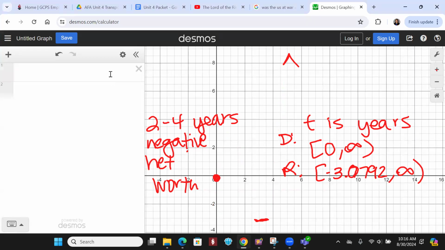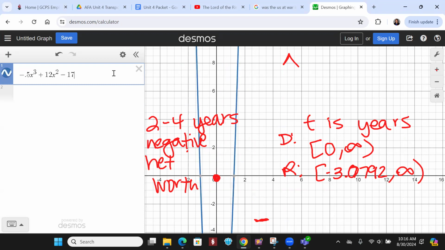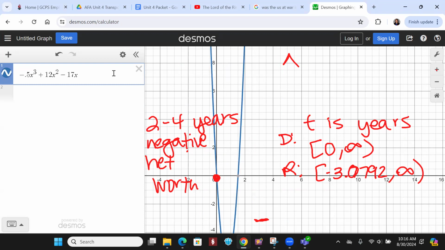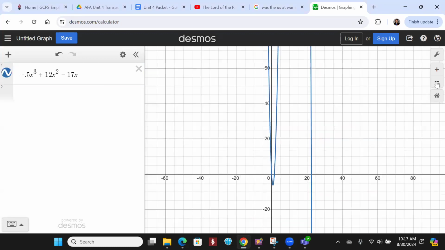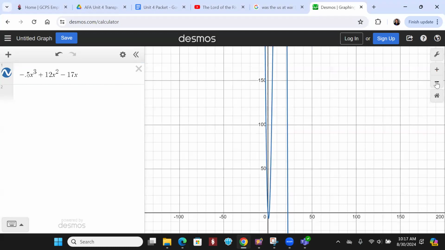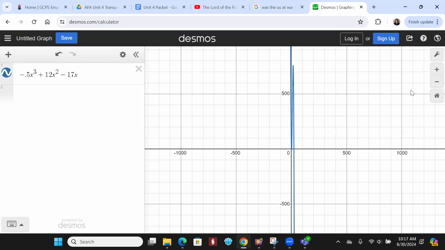Okay, first thing, we got a graphic. Whenever you're given an equation, you're going to want to change the variable to X whenever you type it in, because if you put P, it's not going to work. Okay, we want to maximize our profit. That's a weird looking graph, right?